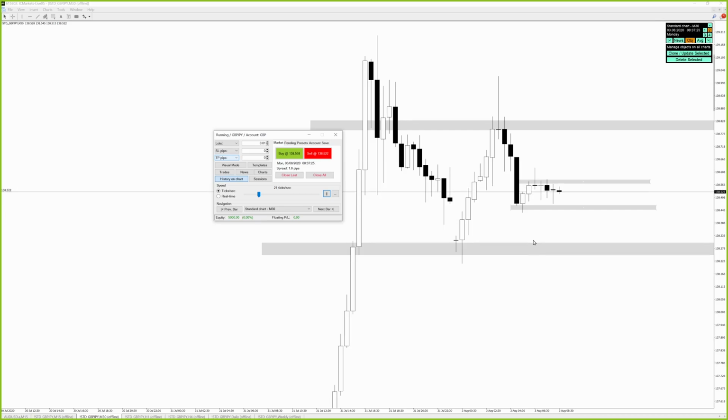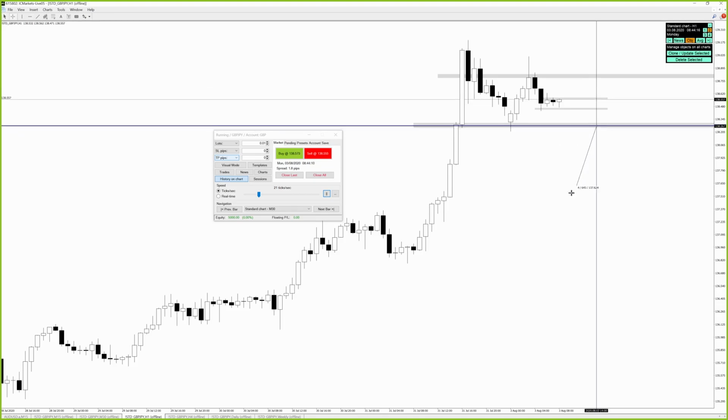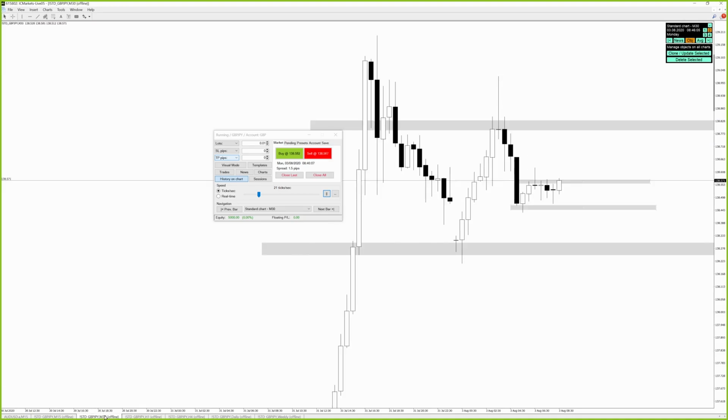Right now we're just consolidating, just ranging within these areas. So let's take a look on the 1 hour time frame. Yeah, just ranging at this point. Because if you do break below this support, there's a very high possibility we can continue all the way down. And this is a really, really big range to continue down.